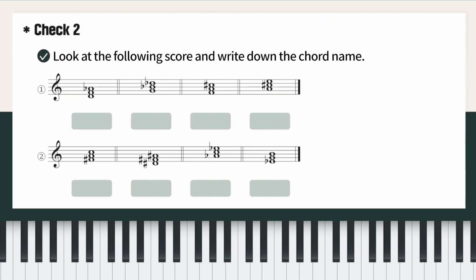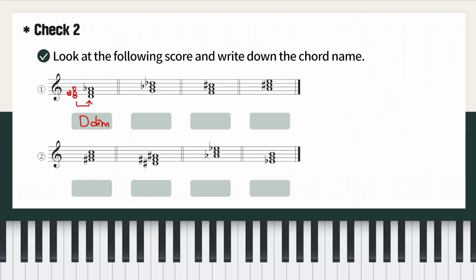Check 2. Look at the following score and write down the chord name. Look at the first one on number 1. The root note is D, so you write down the D first, and you have to find out the quality of the chord. So, based on the major triad, this is the D major triad, and there are flats on the 3rd and 5th, right? So, this is diminished.